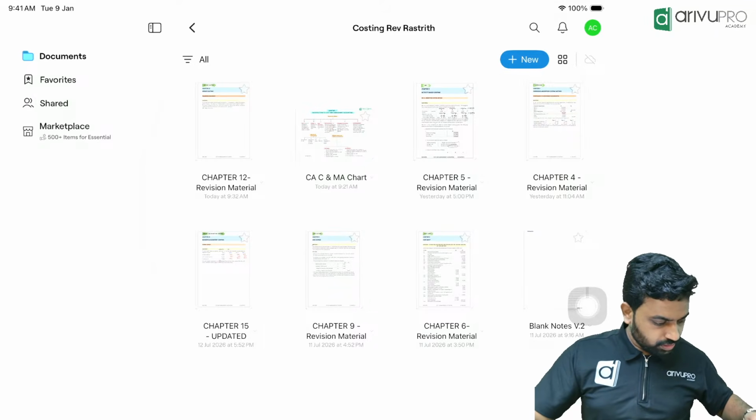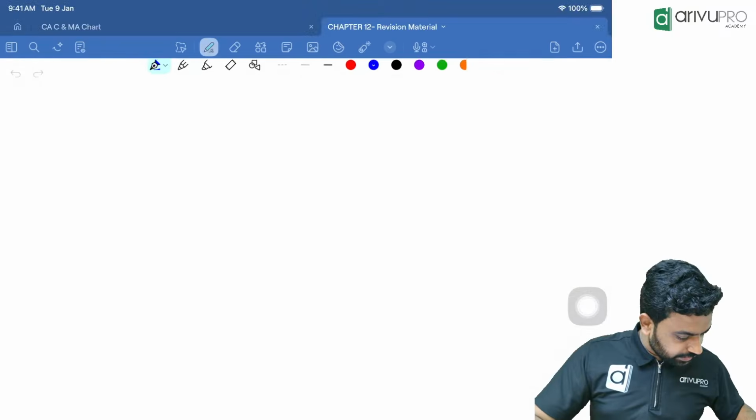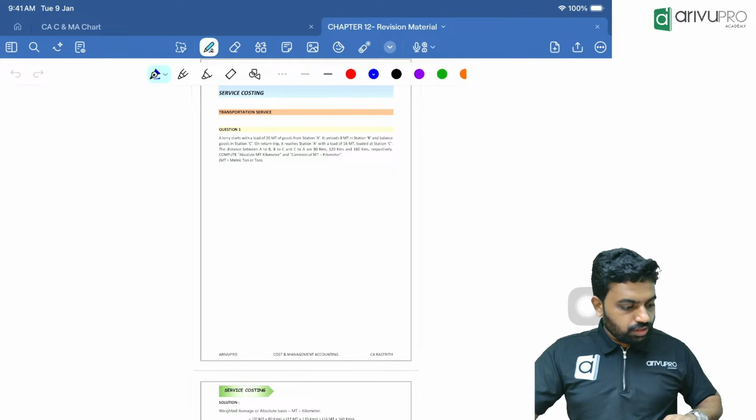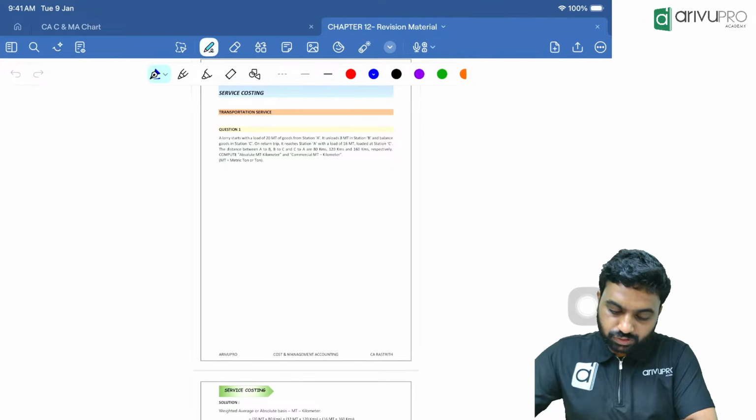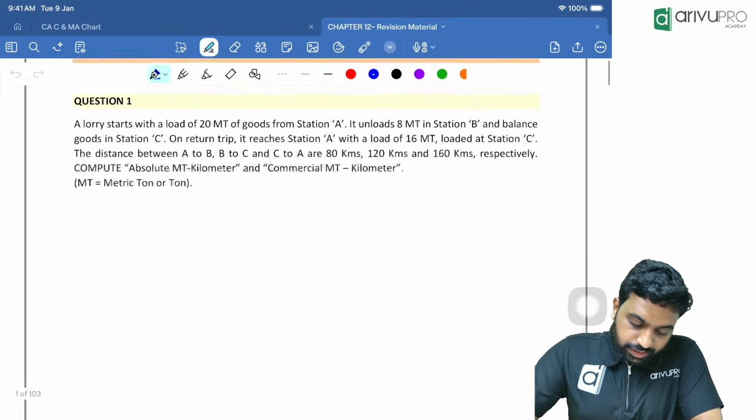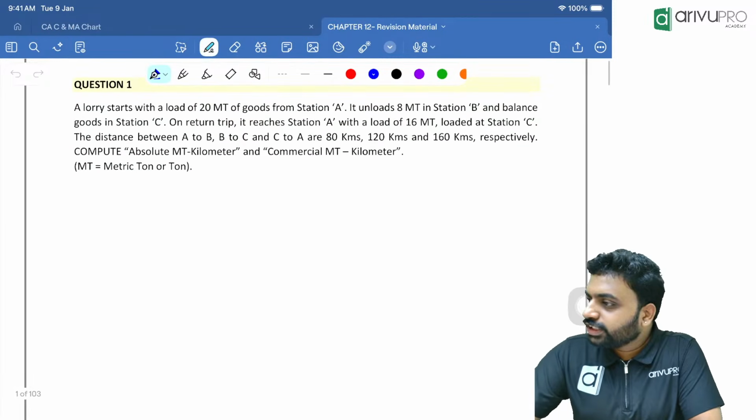Okay. So, shall we start, guys? Look at this question. Question number 1. A lorry, this study material question itself.